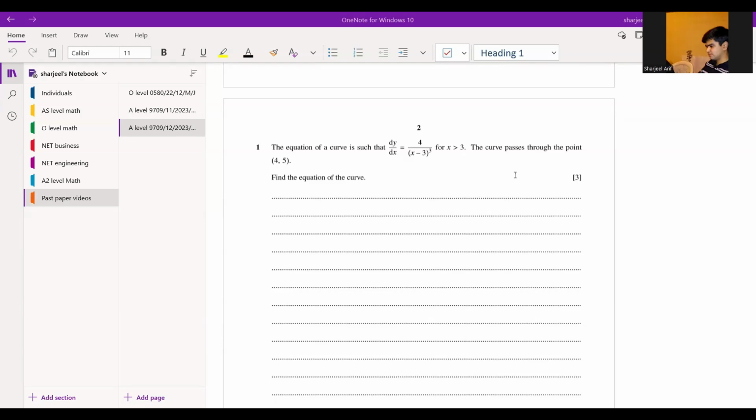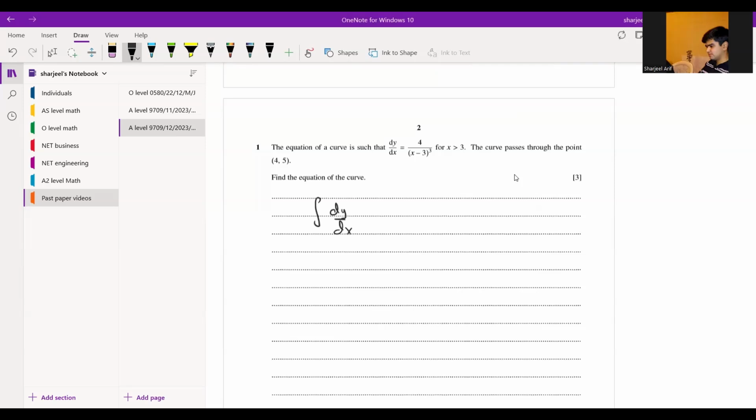In question number 1, we have to find the equation of a curve. The equation of a curve is such that dy by dx equals 4 over (x minus 3) whole cube for x greater than 3. The curve passes through the point (4, 5), but we have to find the equation of the curve. So we have to integrate dy by dx.